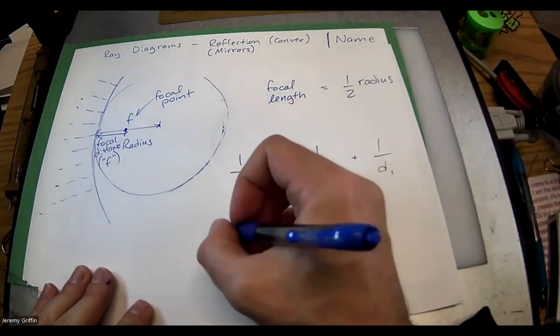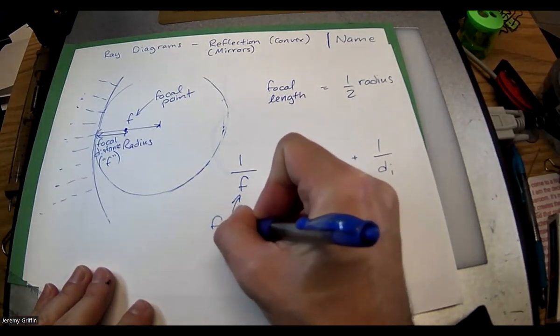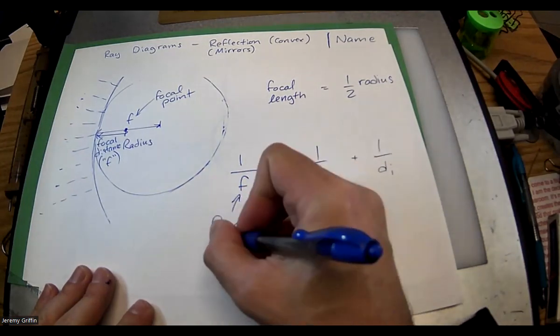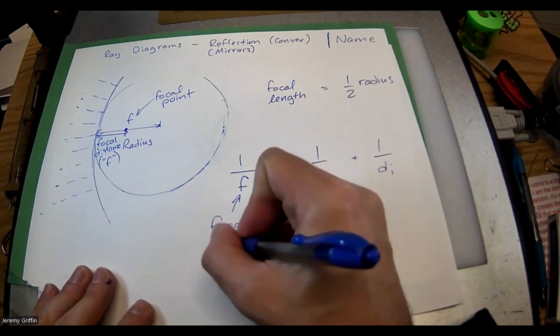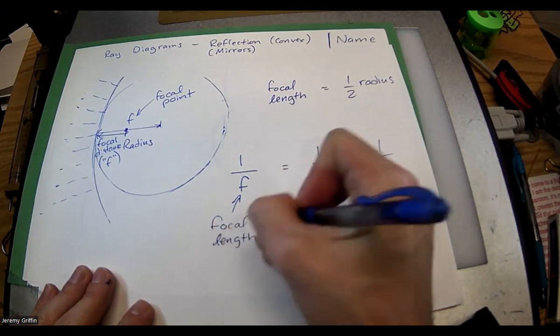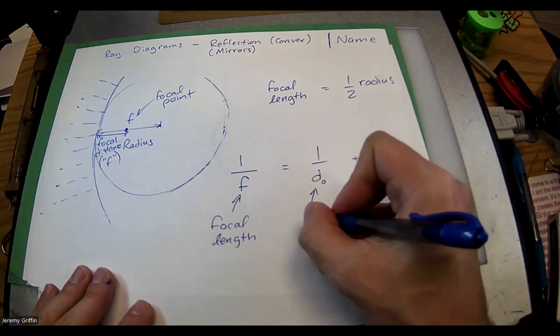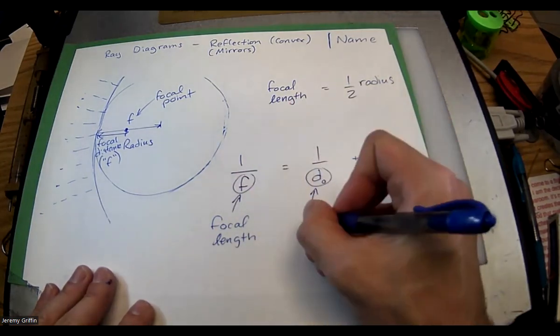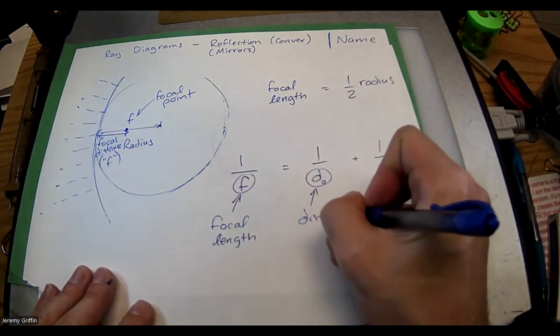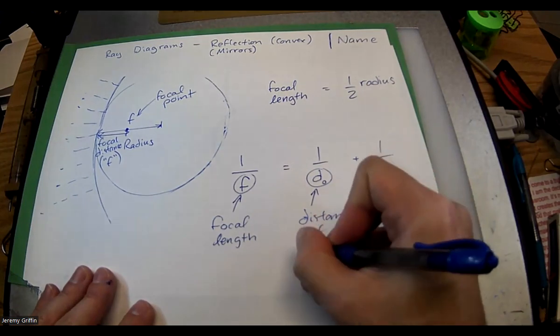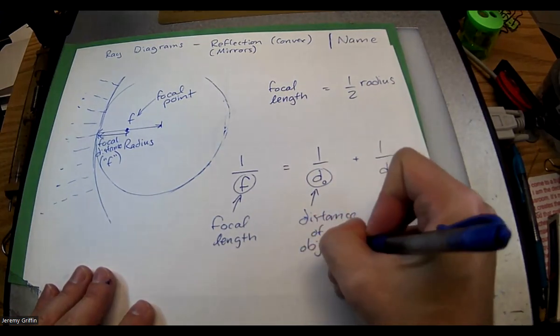So you guys know F is focal length or focal distance. D sub O is the distance of the object from the surface.